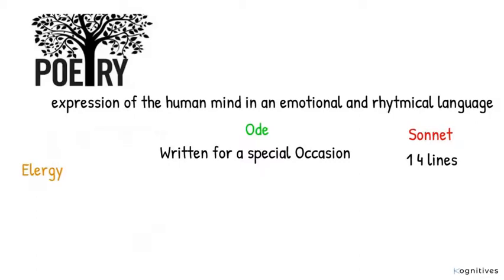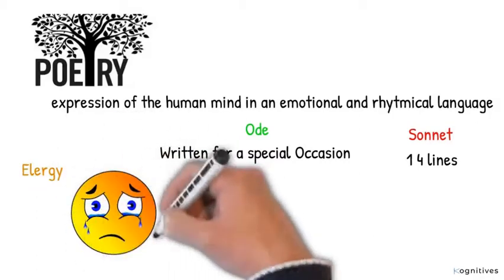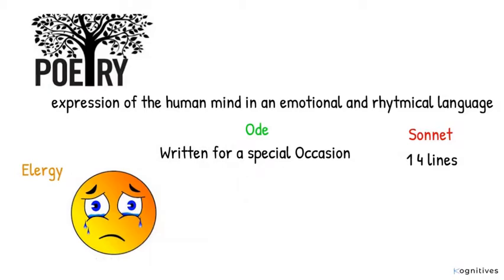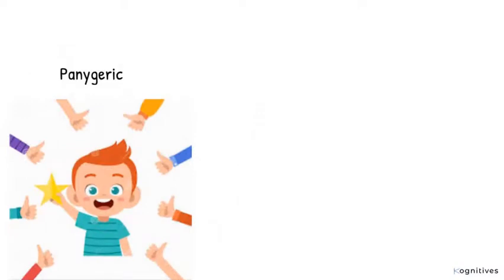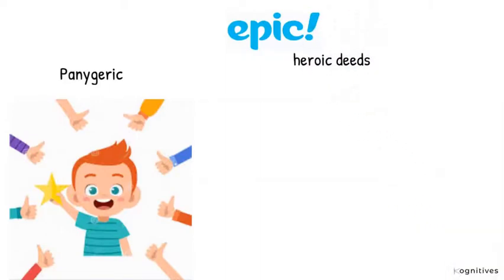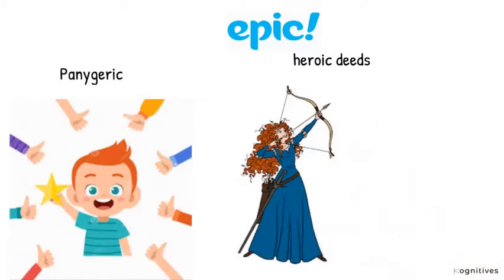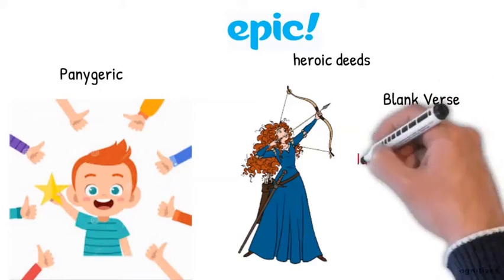Then we talked about elegy. Elegy is a poem of mourning written on the death of a person. Then we talked about ballad. The ballad is a short poem in the form of a song that tells a story. Then we talked about panegyric. The panegyric is a poem of excessive praise. And then epic. Epic poem is a long narrative poem that is usually related to heroic deeds of a person of an unusual courage. Then we talked about blank verse. A blank verse is a poem with no rhyme but does have a meter. It's called iambic pentameter.